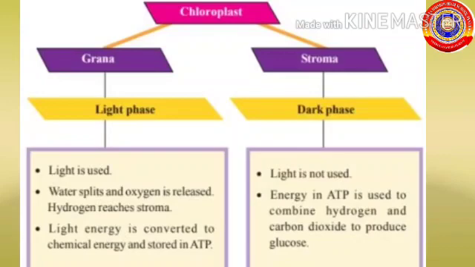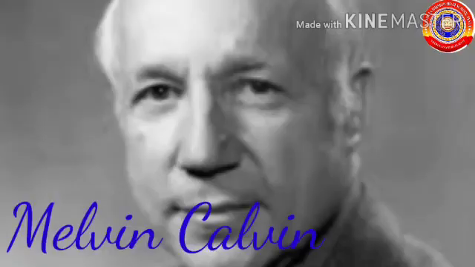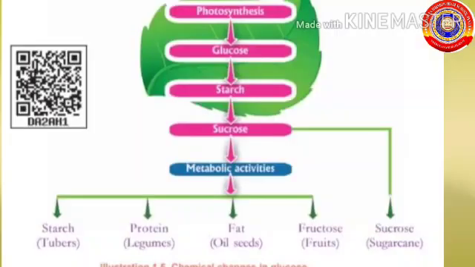Next phase is the dark phase. In the dark phase, light is not needed. Here, energy in ATP is used to combine hydrogen and carbon dioxide and produce glucose as a product. Here, you can write the difference between light phase and dark phase. The dark phase is also called the Calvin cycle, as it was discovered by Melvin Calvin.